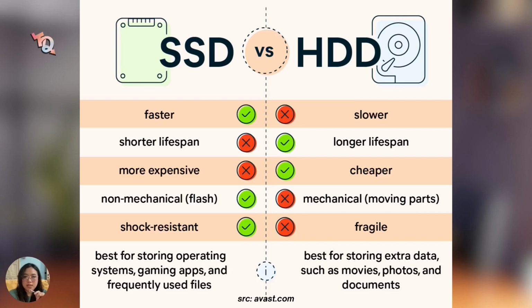Alright, so over here, just to discuss briefly the difference in the picture, SSDs are faster compared to HDDs. However, they have a shorter lifespan and are more expensive than an HDD. An SSD is non-mechanical and shock resistant compared to an HDD. So an SSD is best for storing operating systems, gaming apps, and frequently used files, as compared to HDDs, which are best for storing extra data such as movies, photos, and documents.